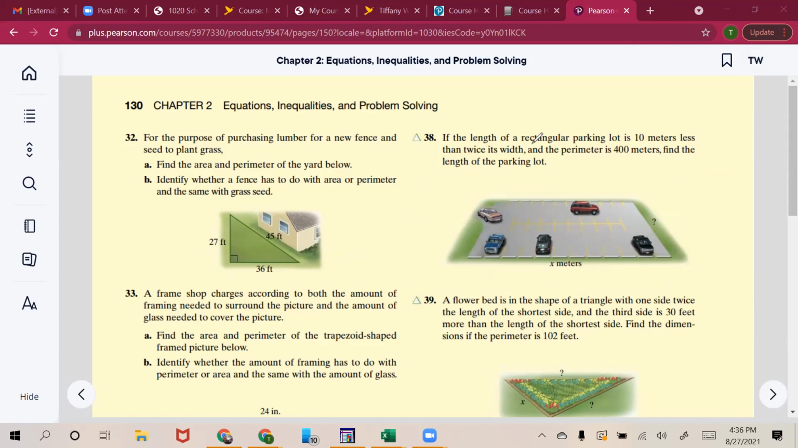Got 30, we did 38, 42. Let's do 42. It's number 42.